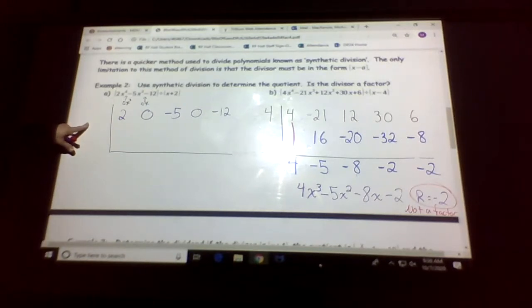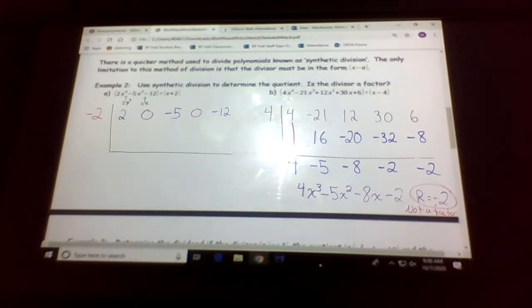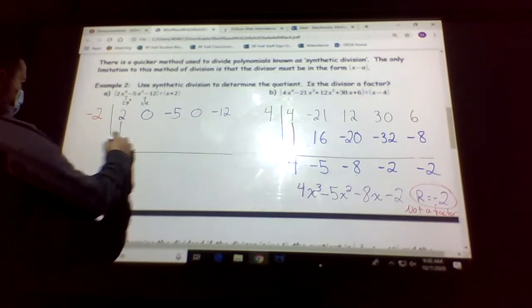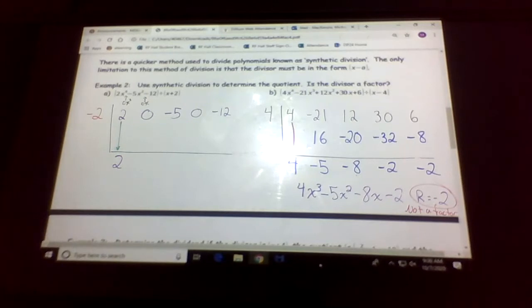So what number am I going to put out here? What number did I put on the outside? Negative 2. Put negative 2 here. So we're just dealing with the numbers: 2, 0, negative 5, 0, negative 12. First step is carry down the first number. So I'm going to carry down the 2. Now we multiply, add, multiply, add, multiply, add. Negative 2 times 2.